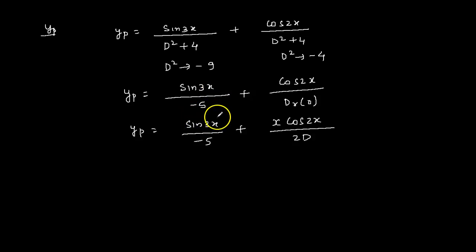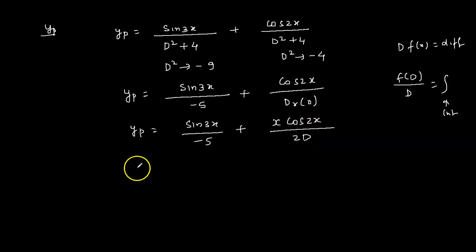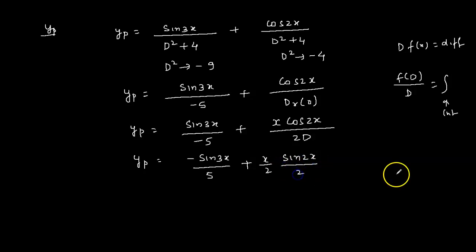Sir, how did you get that? Okay, this one you got here. Now here, when some function is divided by D, it means integration. When D is multiplied into some function, it means differentiation. Getting it? So here, divided by D is given, so you can integrate and remove this D. Minus sin 3x by 5 plus x as it is, only x by 2, cos 2x integration.